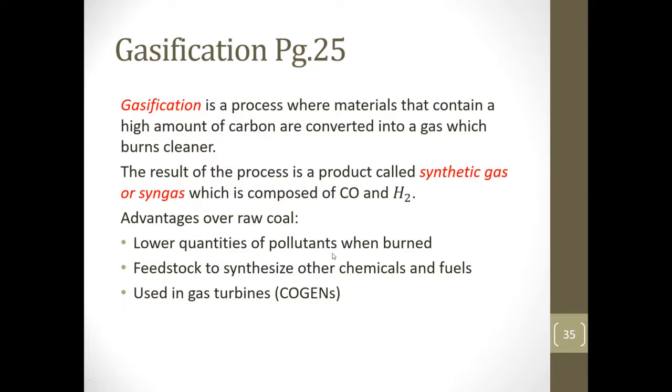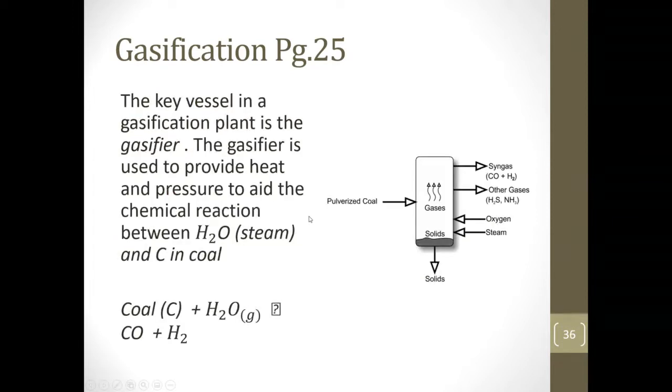And it's an interesting process where materials that contain a high amount of carbon, aka coal, are converted into a gas which burns cleaner. The result of the process is a product called synthetic gas or syngas, which is composed primarily of carbon monoxide and hydrogen gas, which we learned about in the combustion analyzer section were both explosive and dangerous gases. Well, we can utilize them as a fuel, so we can get those out of coal, and that's what we do. The advantages over raw coal: lower quantities of pollutants when burned. We can use these gases as feedstock to synthesize other chemicals and fuels. And we can use this as a gas in turbines. And you'll see that most coal-fired energy plants are doing this gasification process in order to make syngas to burn in their cogens. So let's look at the gasification process here a little bit.